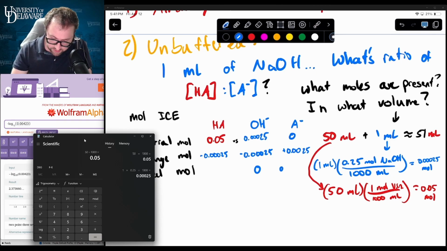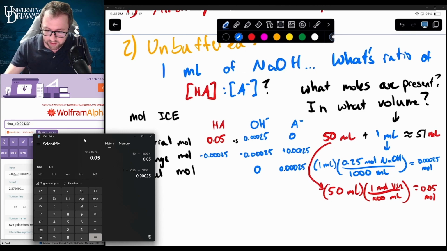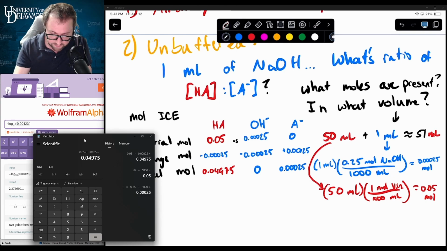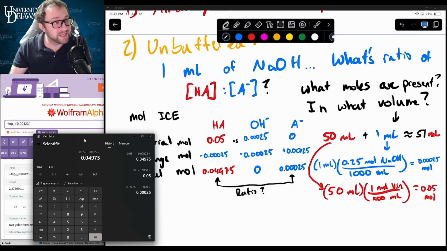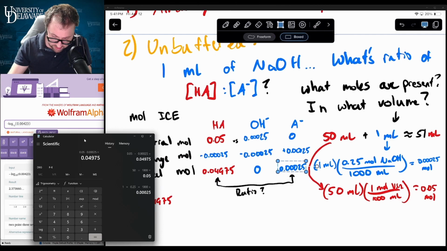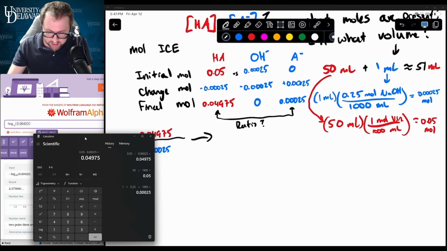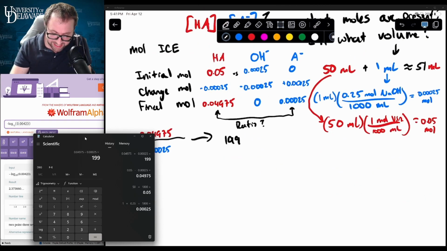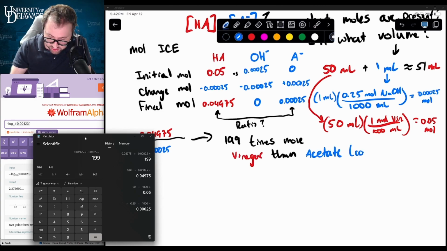Either you used up all of the titrant or you used up all of the analyte. So now we have 0.025 and we have 0.04975. We want to know the ratio of these, and the easiest way is to take the big number and divide it by the small number. If we divide that by that, we get 199, which says we have 199 times more vinegar than acetate conjugate base.